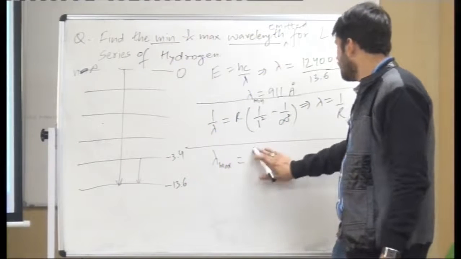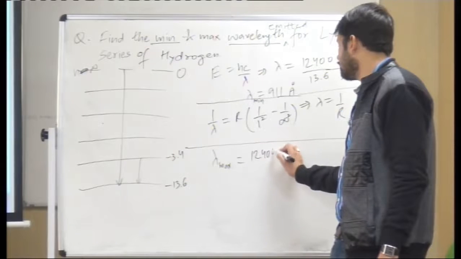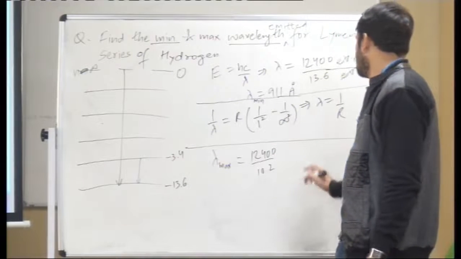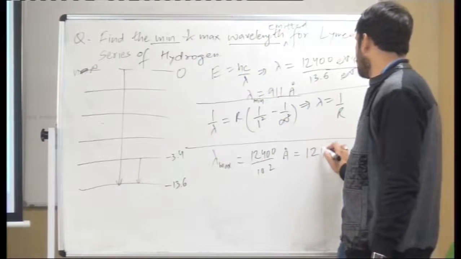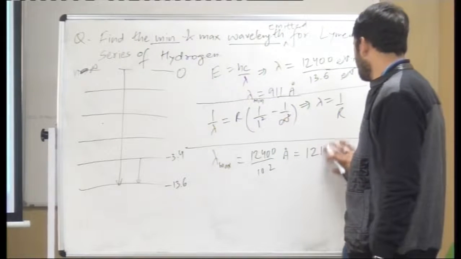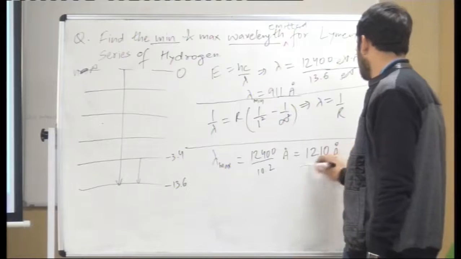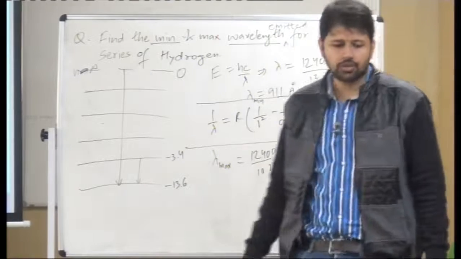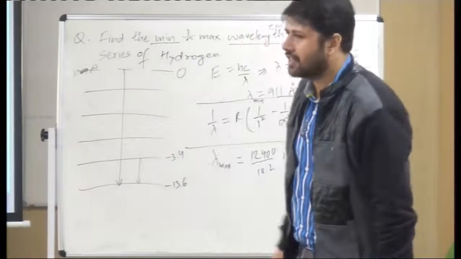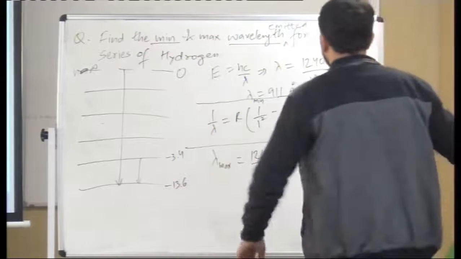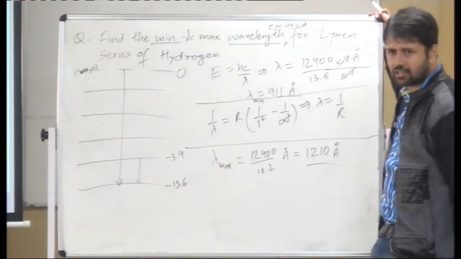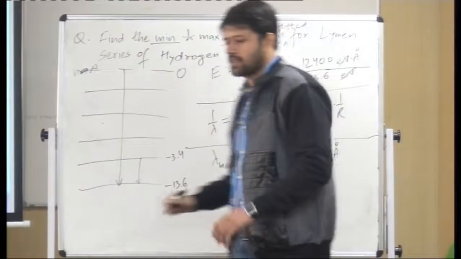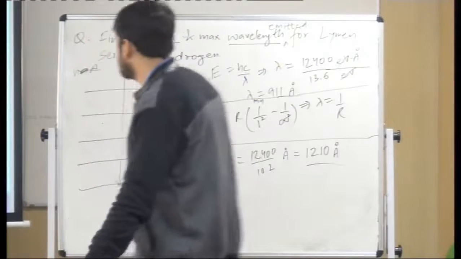12400 by 10.2, in angstrom. This would be somewhere around 1210 angstrom. Since both of them have less wavelength as compared to violet, which is 3000 angstrom, they would be in the ultraviolet region. So this was an easy one. Let's discuss a better question.